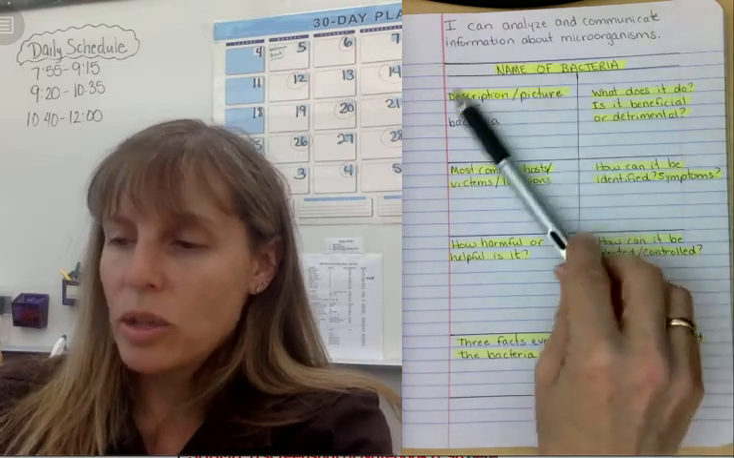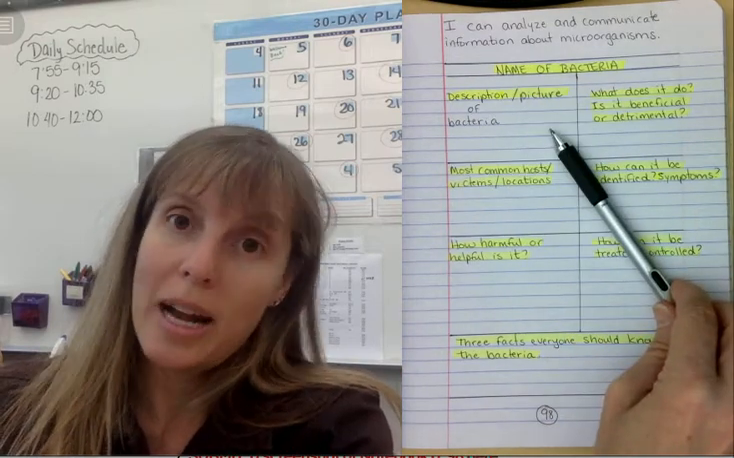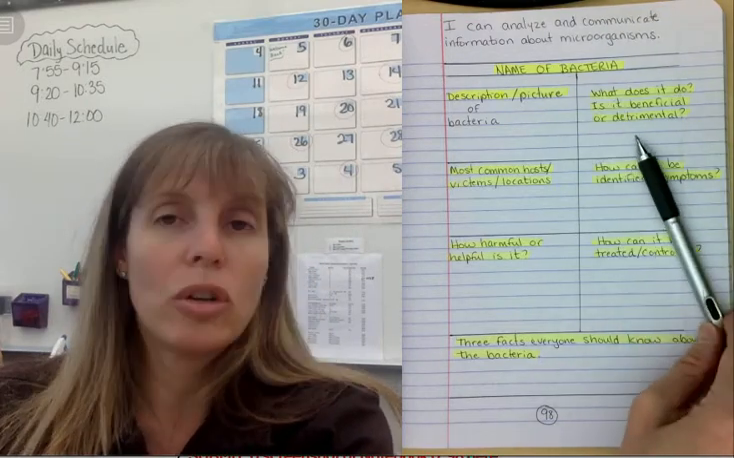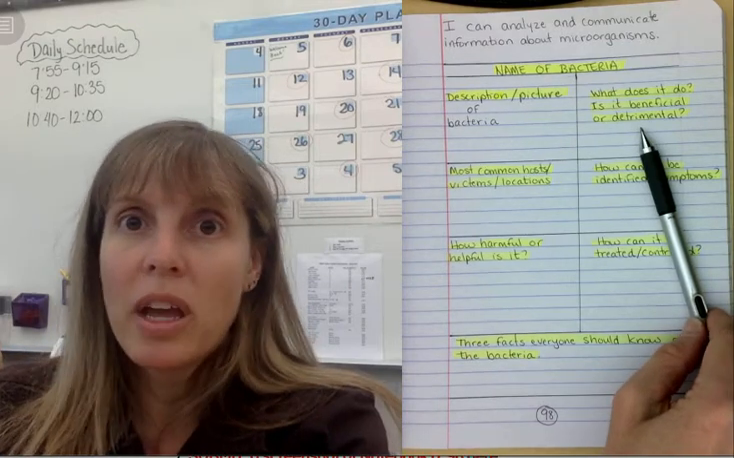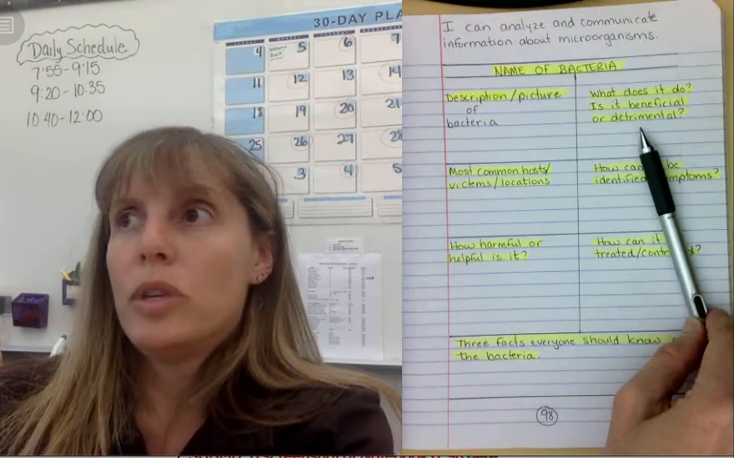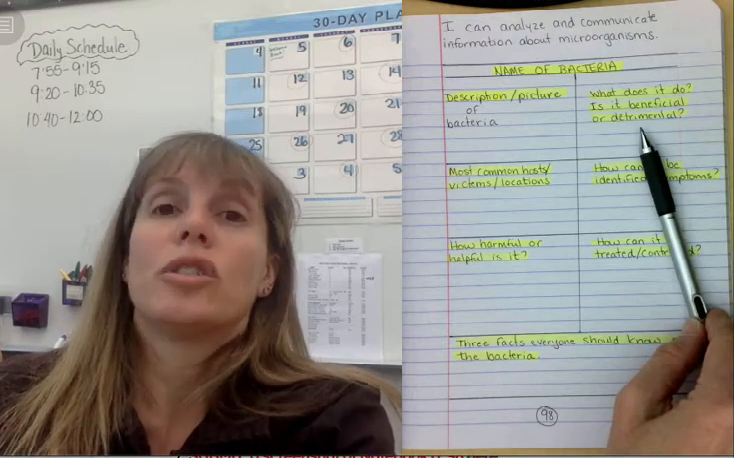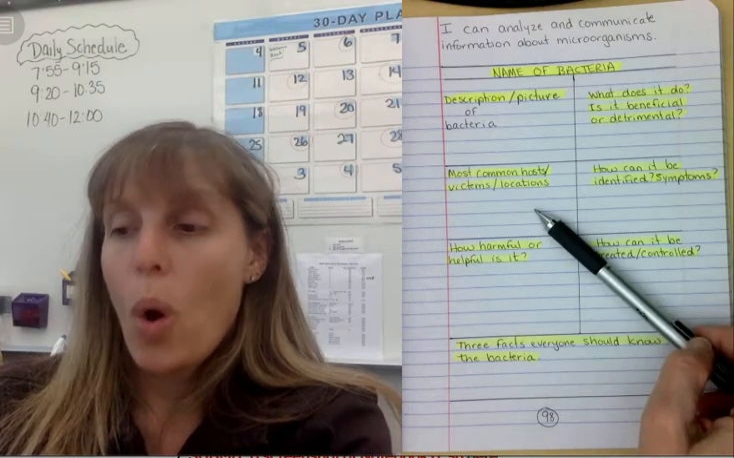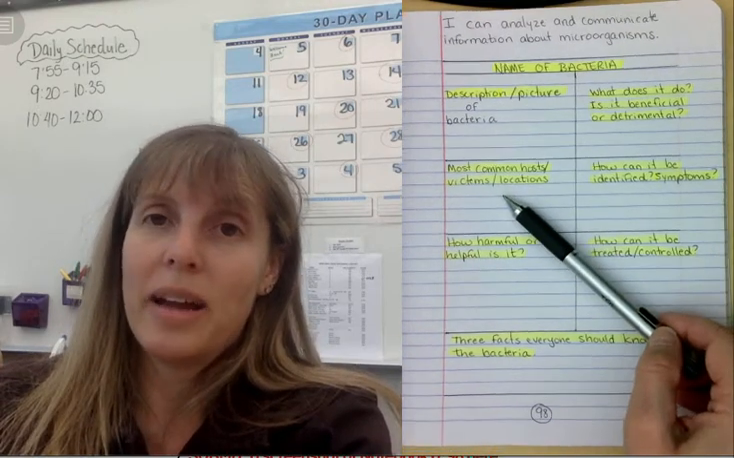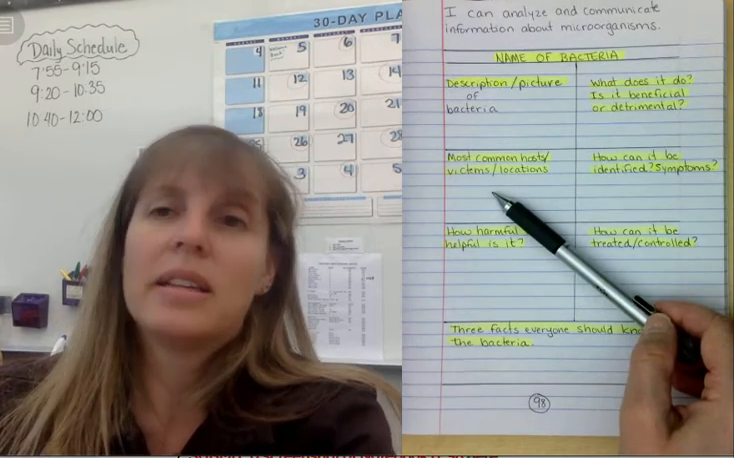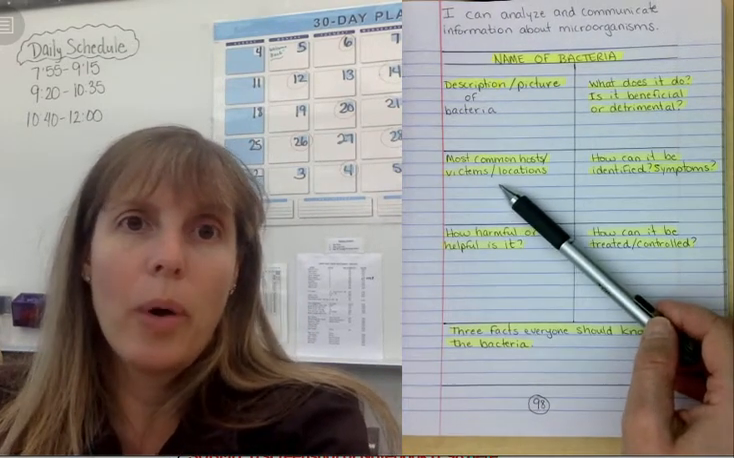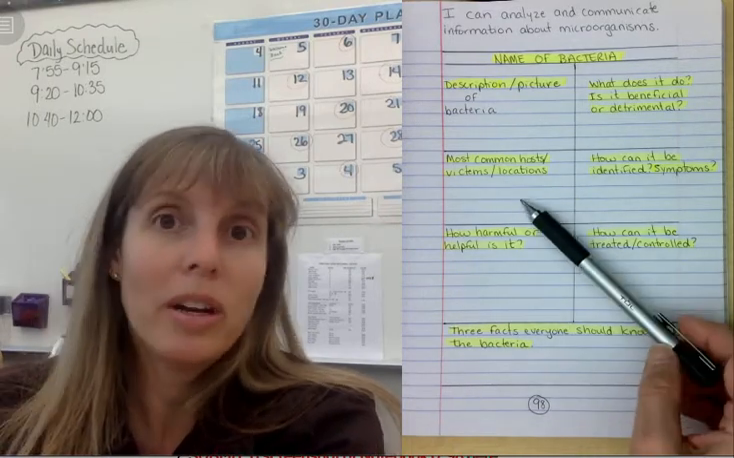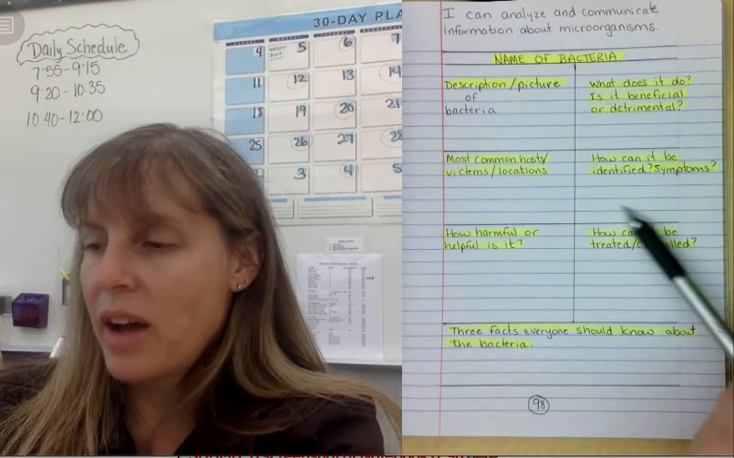Make sure that in this square you have a description, or a picture and a description, of your bacteria. I want to know what it does. Is it beneficial or detrimental? Like, does it bring on coughing, or can it make your digestion more effective? I want to know most common hosts or victims, or where you can find it. Is it in the digestive system? Is it found in the mouth? What kinds of people does it kill? Or is it good for people? Where can you find it? How can it be identified, or what are the symptoms?